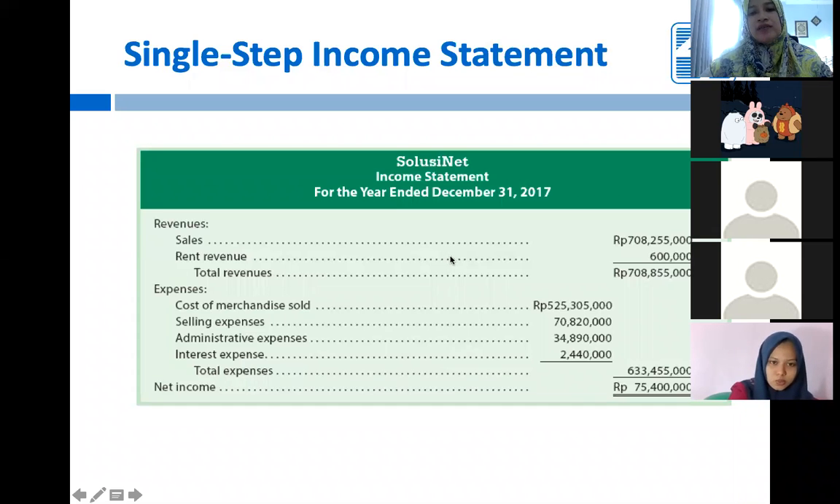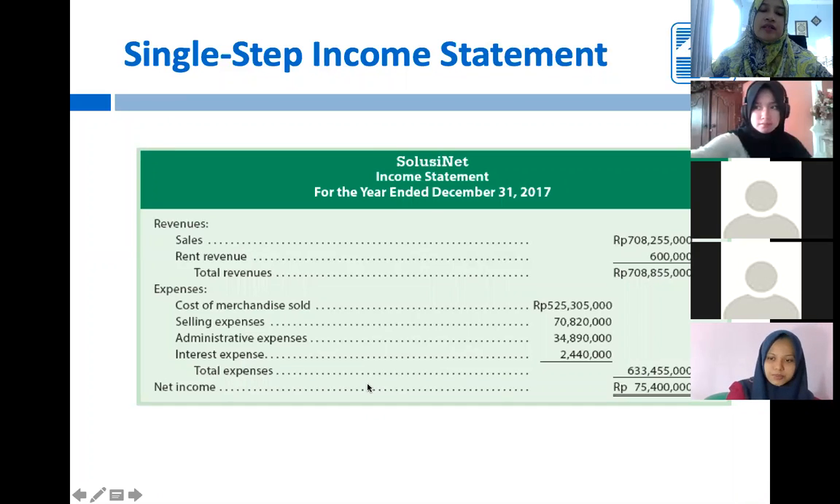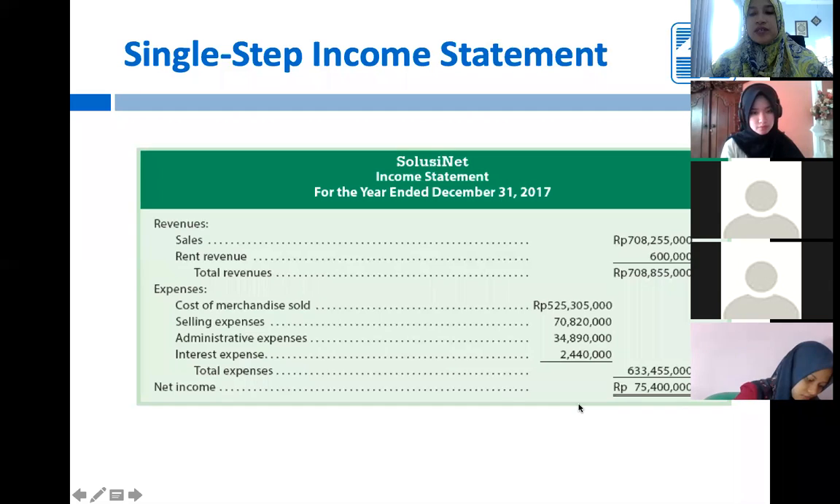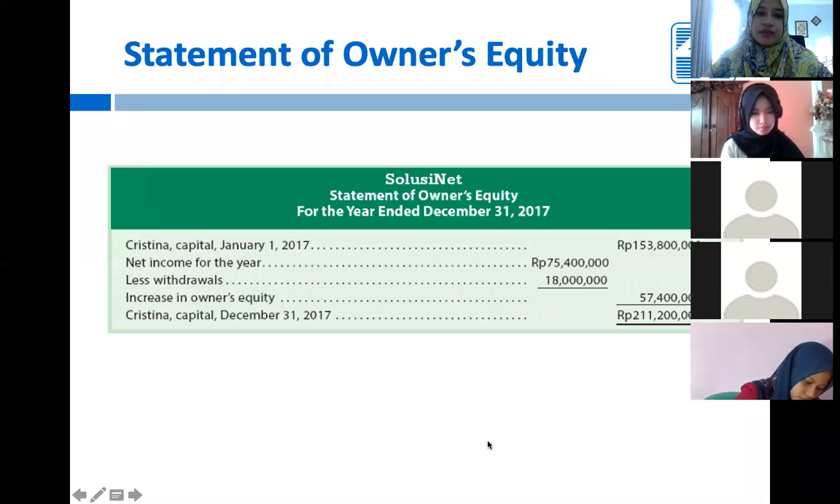But the good thing about the single step income statement is that it is simple. It can be easily prepared, and it also gives us simple information on what the total expenses and the total revenue are. Okay, nothing much different for the statement of owner's equity as compared to what you have learned for a service company.